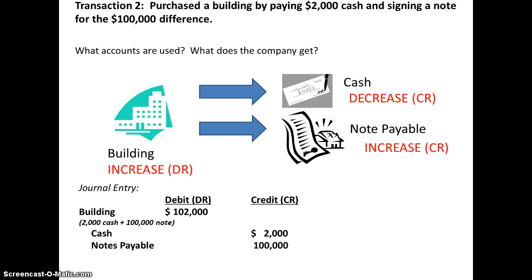In a journal entry, it would look like this. We would debit the building for the total value of the building, which is the $100,000 and the $2,000 combined. So the total building amount is $102,000. We debit the building, we credit cash because we want to decrease cash, and we credit notes payable because it's a liability that we want to increase.